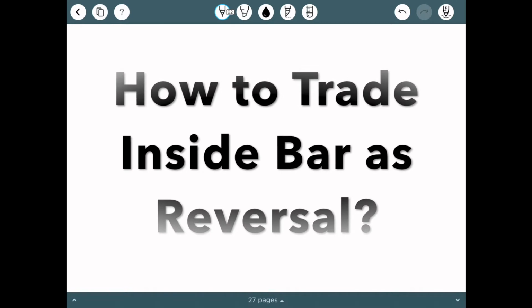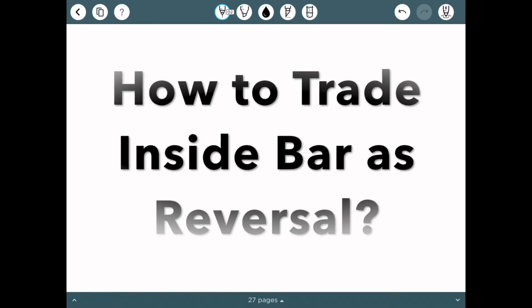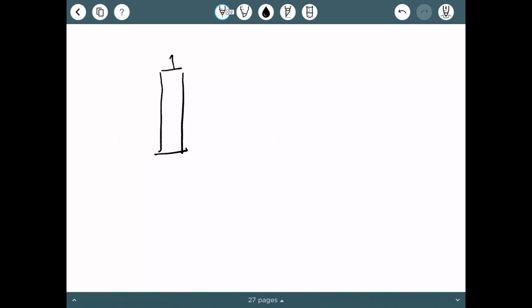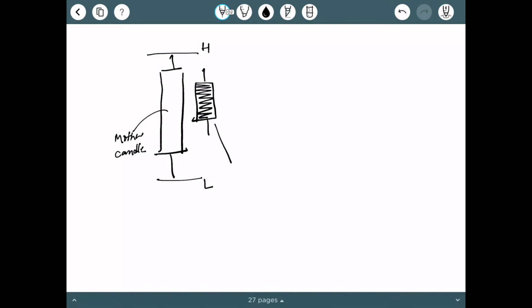An inside bar is simply a set of bars that holds a price between the high and the low of the mother candle. So this is an inside bar.